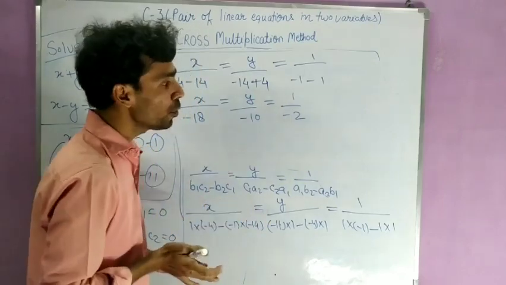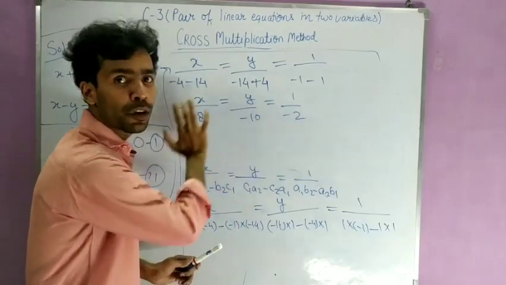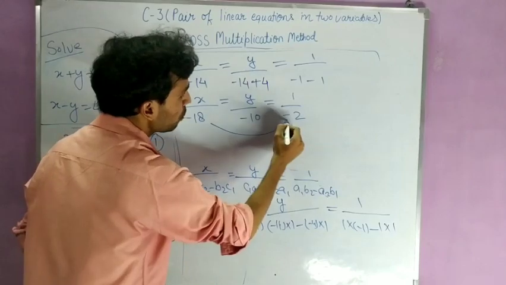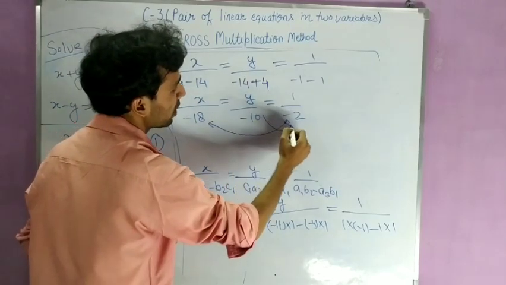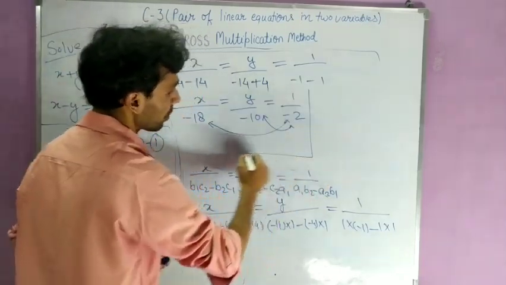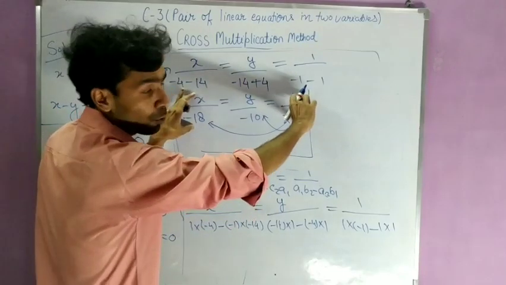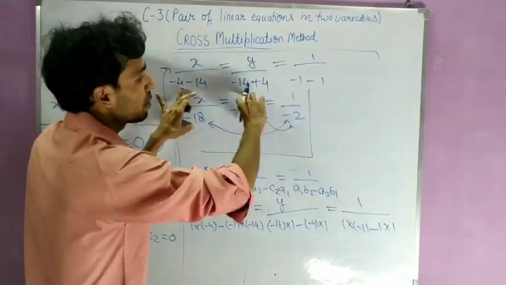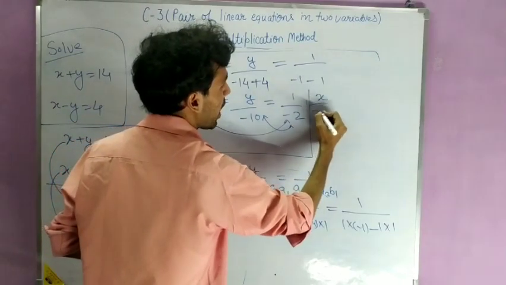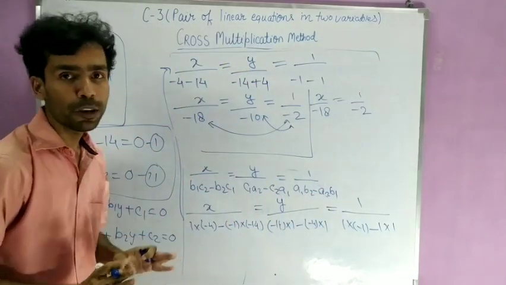See, this is equal to this and this is equal to this, so all together are equal to each other, na? So first we will equate these two, and after that we will equate these two. First I am equating this x part to 1 by minus 2, and afterwards I will equate this part to 1 by minus 2. So x upon minus 18 will be equal to 1 upon minus 2, because all are equal to each other.